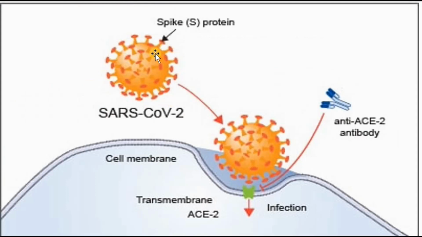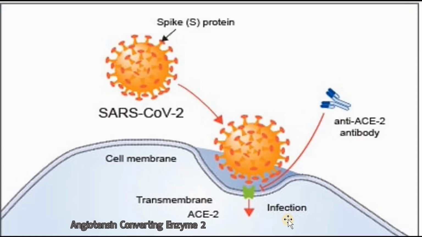This virus has a spike protein, the S protein. This protein acts as a key to enter inside the cell. The S protein gets attached to ACE2 receptors. ACE2 is angiotensin converting enzyme 2. These ACE2 receptors are found in the alveolar cells. So the spike protein gets attached to the ACE2 receptors, acts as a key to unlock, and enters inside the cell. Inside the cell, the virus multiplies or replicates, causing infection and pneumonia.